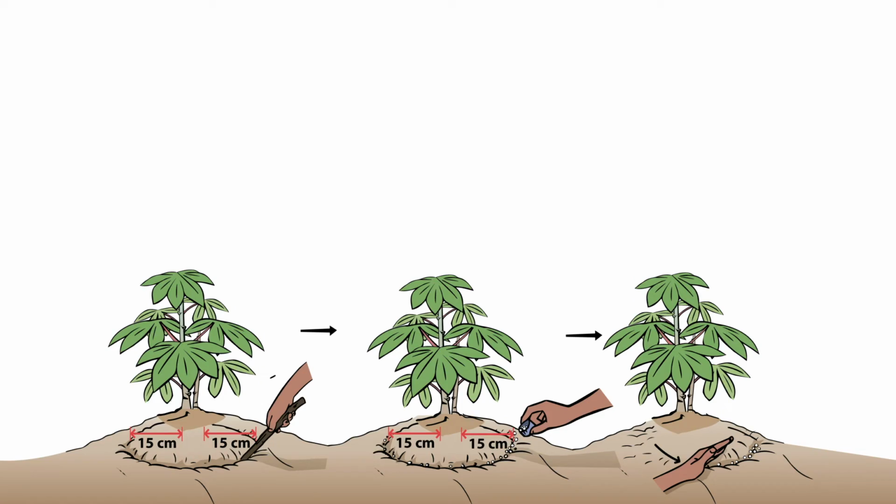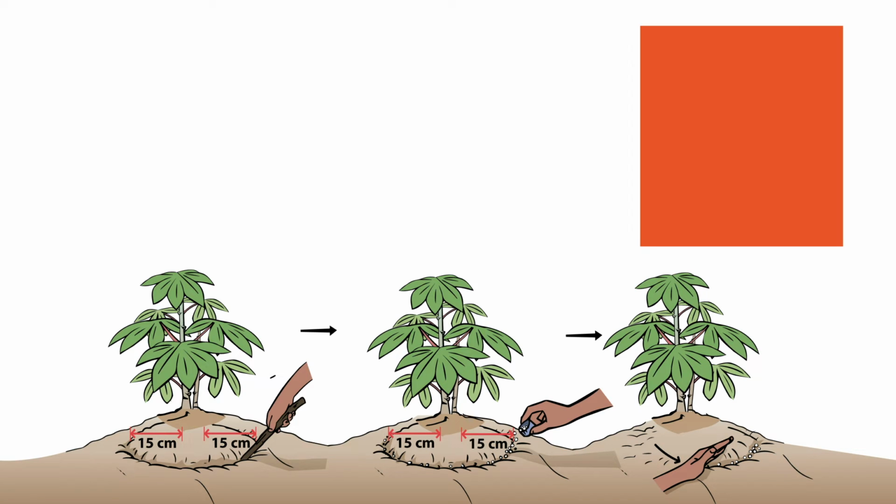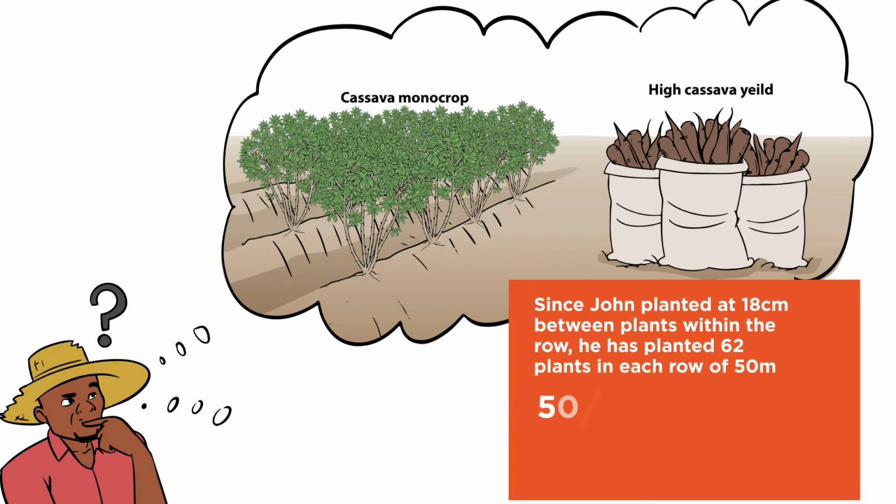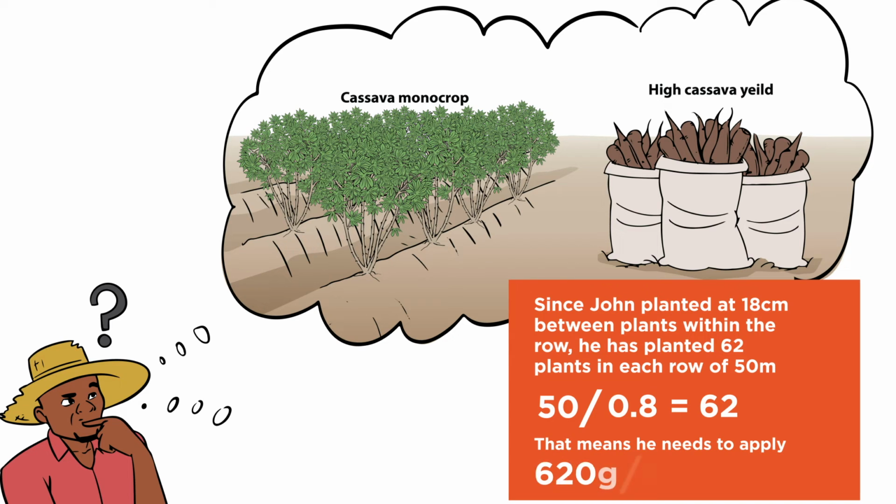John can also make it easier on himself and use bottle caps. Since John planted at 80 centimeters between plants within the row, he has planted 62 plants in each row of 50 meters. 50 divided by 0.8 equals about 62. That means he needs to apply 620 grams, the amount of the fertilizer to apply per row, divided by 62, the number of plants per row. That equals 10 grams per plant.